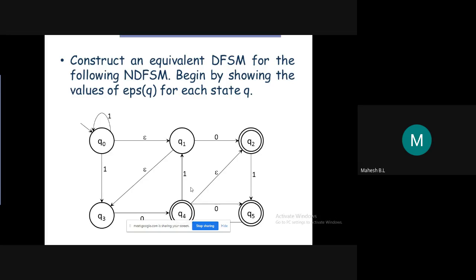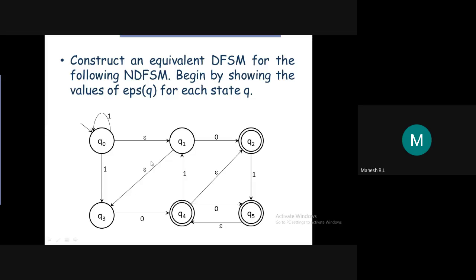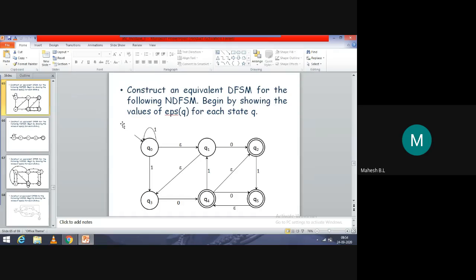So it is better if it is possible to convert NDFSM to DFSM, because you know that NDFSMs can be developed very easily compared to DFSM. Then if it is possible to convert NDFSM to DFSM, what we can do is, for a given language, we can develop NDFSM first. Later we can convert it into DFSM. Okay. So now we are going to see the problem where we will be converting one NDFSM to DFSM. So this is the problem.